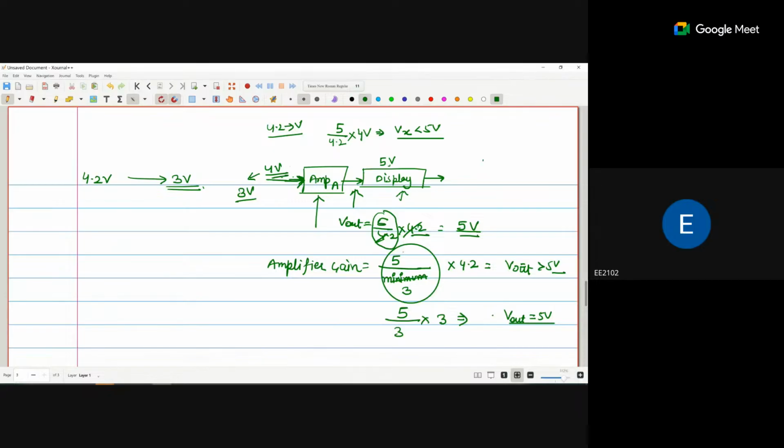So that means my V out will be greater than or equal to 5 volts. I can say my V out is always greater than or equal to 5. Is it clear? Any doubt? Yes, sir, clear. Okay. And now my device will work on 5 volts. That means in every situation my device will be operative.